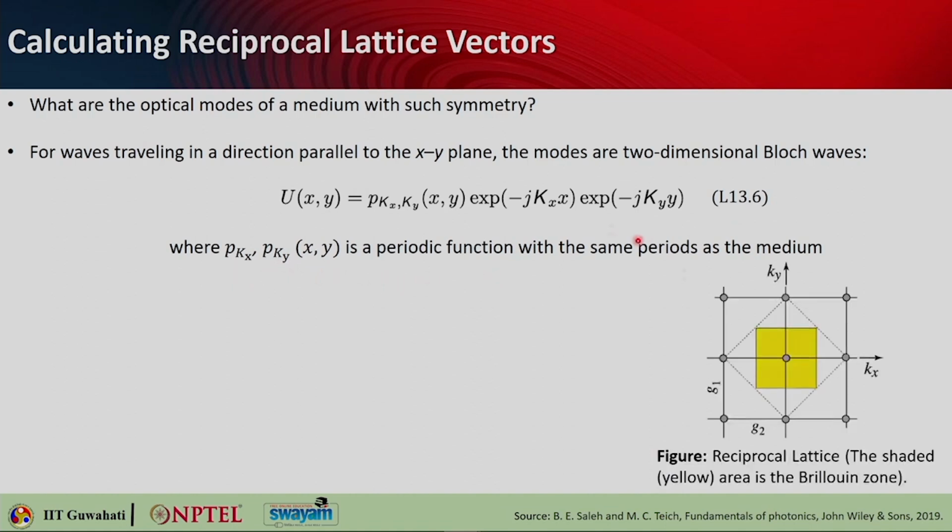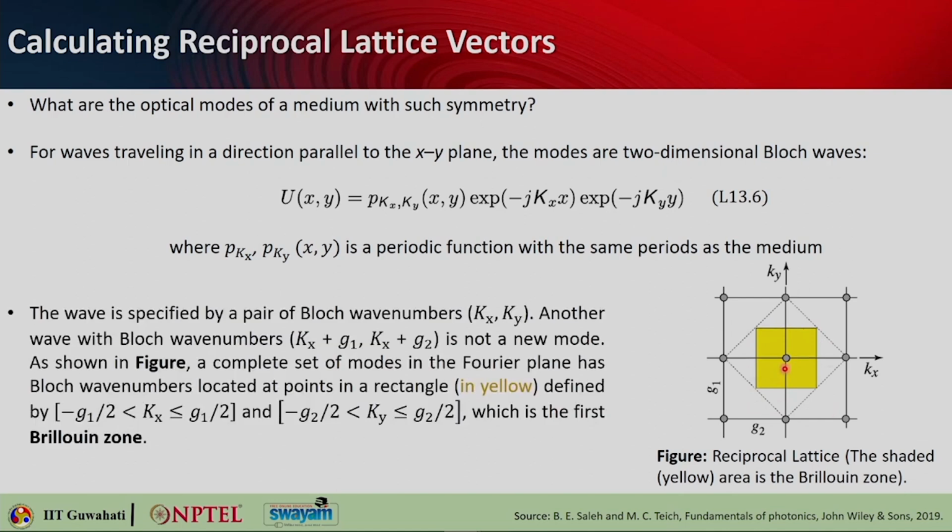Now if you consider this particular reciprocal lattice, the yellow shaded region here is the Brillouin zone. How do you get the Brillouin zone? We will come to that, but first of all you have to remember that the wave shown here has a pair of Bloch wave numbers. It has kx and ky, right.